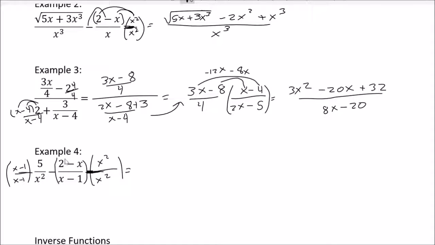And now we'll do it. So it looks like I get 5x minus 5. And then what happens in the middle here? I'm going to bring the x squared into there. So I get 2x squared, and it's subtracted. So minus 2x squared. And then I have an x cubed. This one is also added, minus a negative.